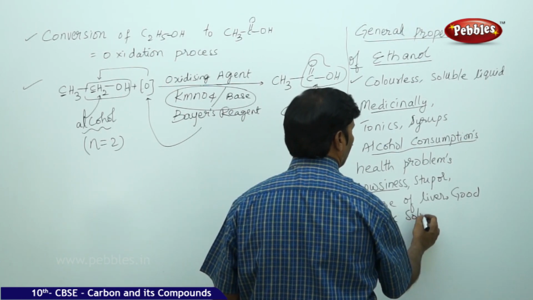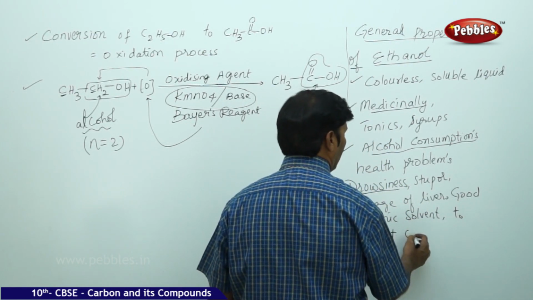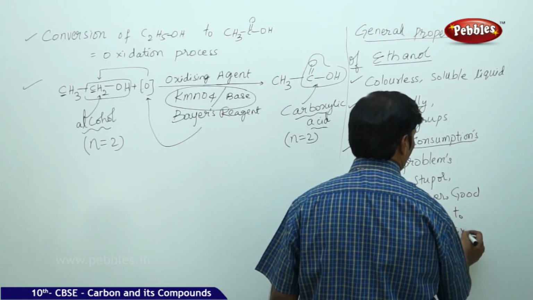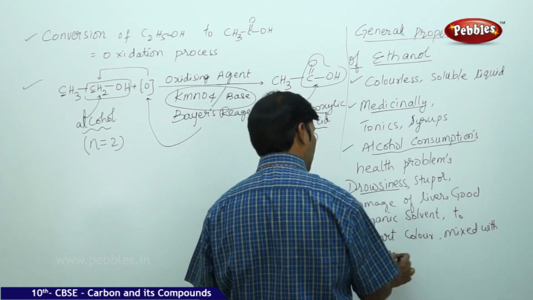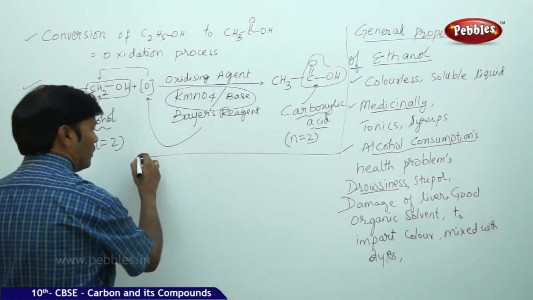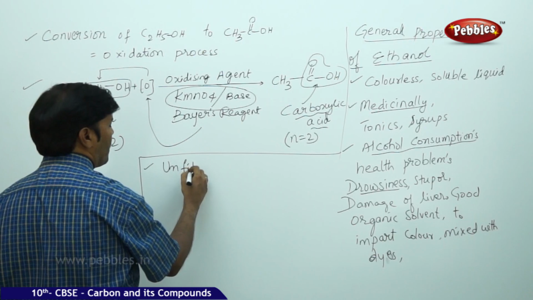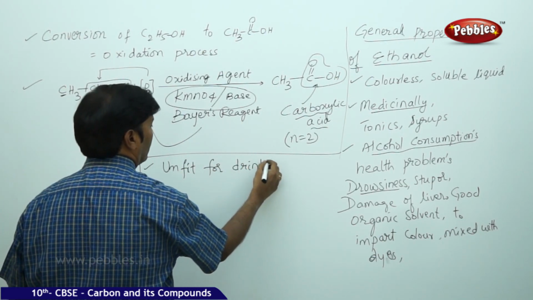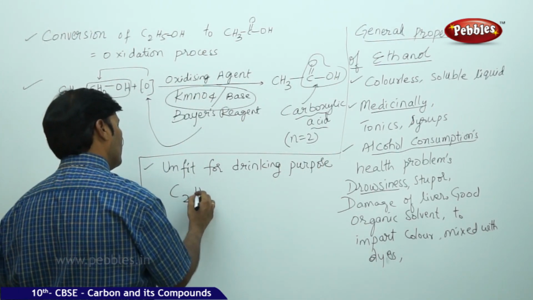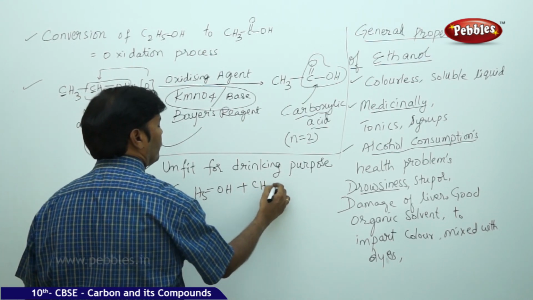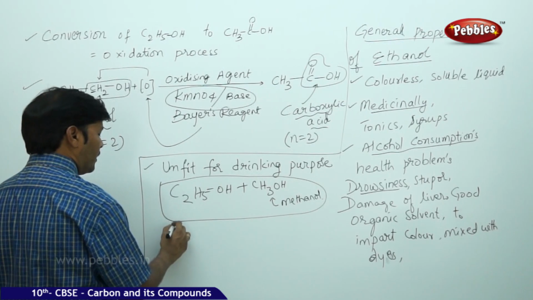It's a good organic solvent to impart color. It is mixed with dyes, and sometimes to make it unfit for drinking or consuming purpose. The ethyl alcohol is mixed with the methanol. This is methanol. This mixture we call methylated spirit.